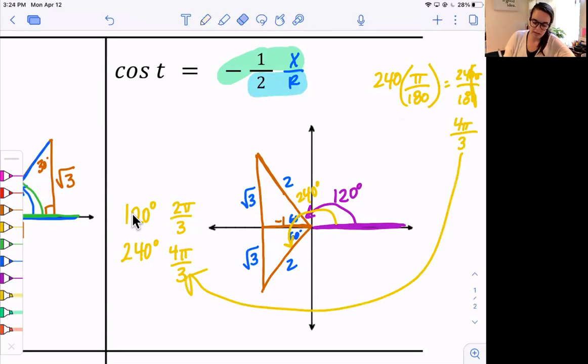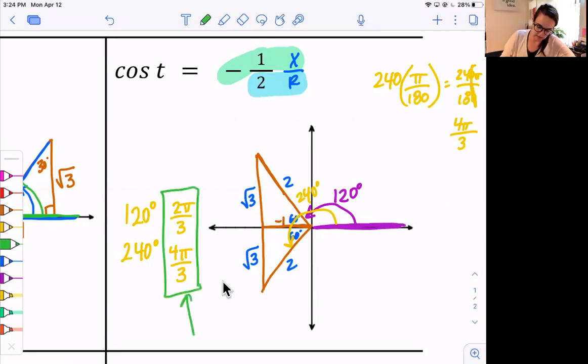So you can do it the longer way if you want. There are many ways to get there. Feel free to trust yourself. Right, so these are my two angle possibilities.